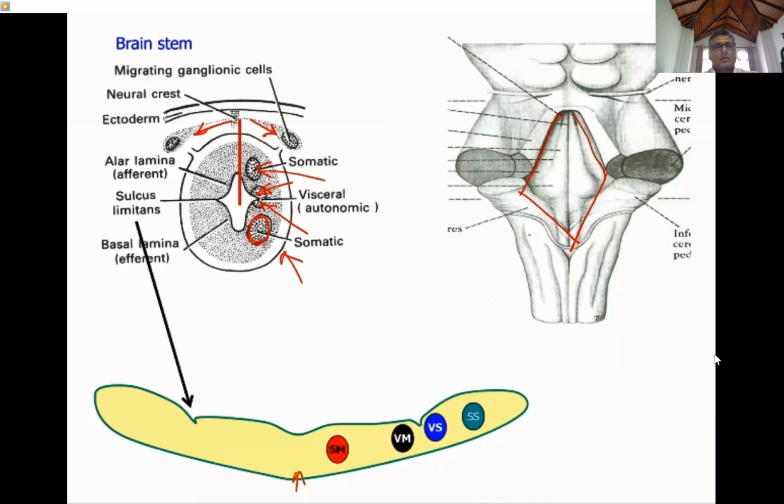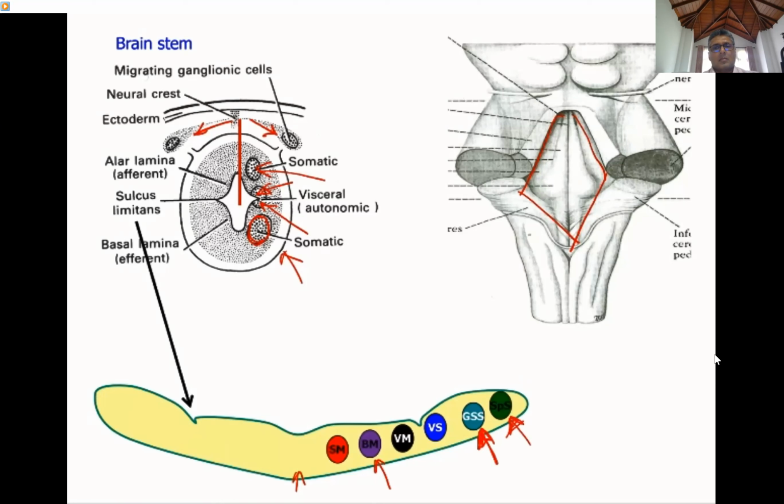When it comes to the head and neck region, as we have discussed before, there are branchial motor nerves. The cell bodies of branchial motor nerves lie between the somatic motor and visceral motor in this place. And when it comes to the head, there are special sensations like vision, smell, hearing and taste. Because of that, the somatic sensory component here is divided into two components: general somatic sensory here, and the special somatic sensory further laterally.